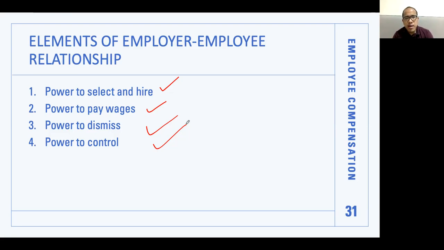Pag present yung apat na yan, nag-exist ang employer-employee relationship. So it follows that you have to comply with the requirements of the Labor Code. If yung apat na to ay hindi present, walang employer-employee relationship, then there's nothing to comply. Siyempre, iba yung kailangan mo i-comply, contractual agreement or contractual stipulations. Pero you don't have to comply with what is provided by the Labor Code because the Labor Code applies only if there is an employer-employee relationship between two individuals.